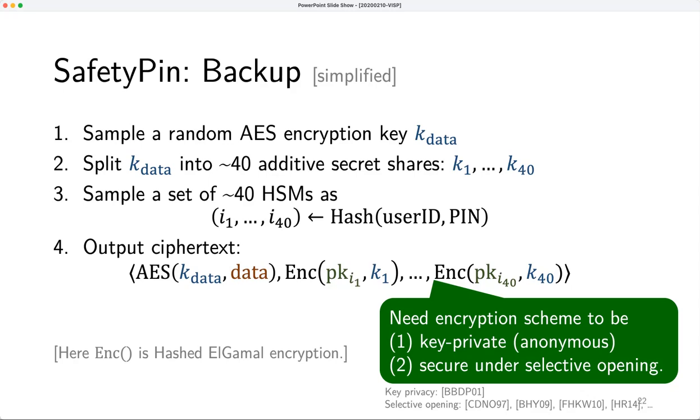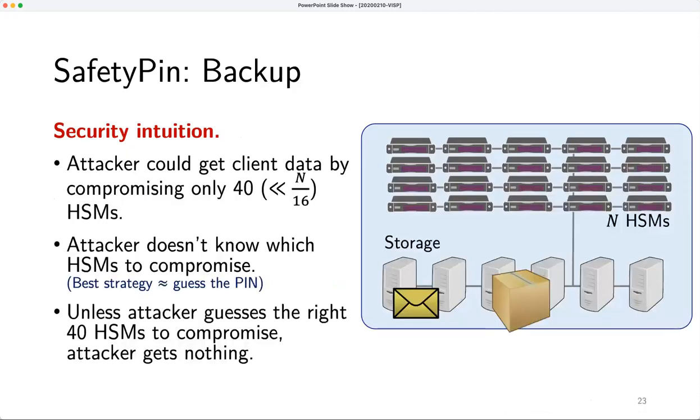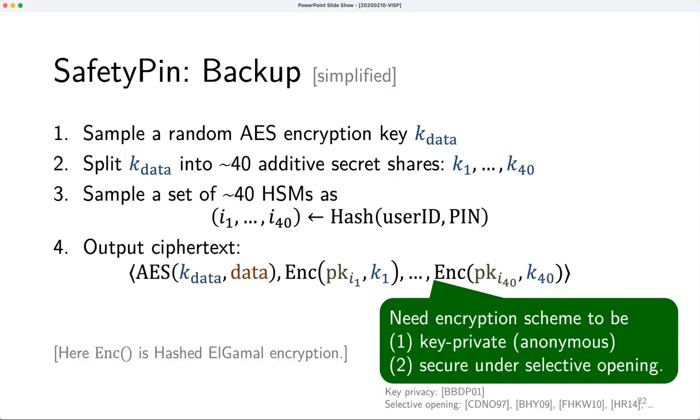So, okay, let me show it in picture form, or let me give some more intuition about why this is the right thing to do, and then maybe more questions will come. So essentially what happens here is that there are 40 HSMs an attacker could compromise to get your data. If the attacker compromises HSMs I1, I2, I3 up to I40, it can decrypt these ciphertexts, it can then decrypt your data. So there's 40 HSMs that an attacker has to compromise to get your data.